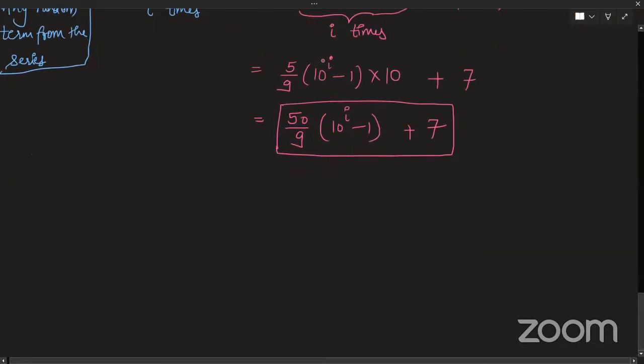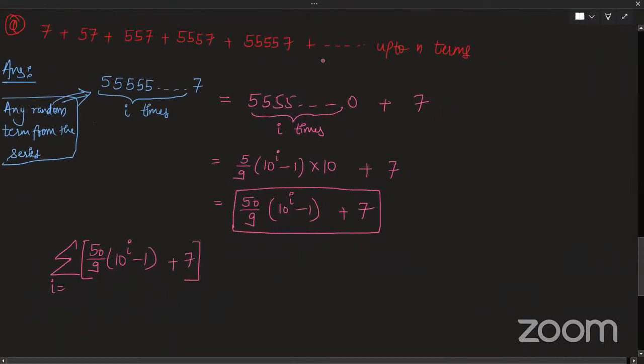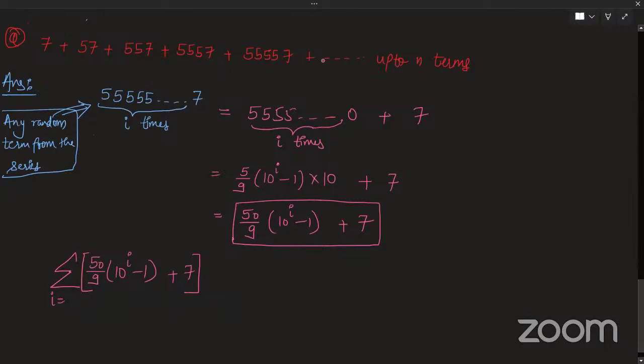So I will take the sigma of 50 by 9 into 10 raised to i minus 1, plus 7. Can anyone tell me what will be the limits of i? I will run from which value to which value? Just observe it clearly and tell me. The value of i will start from 0, sir. Correct. First will be 0.